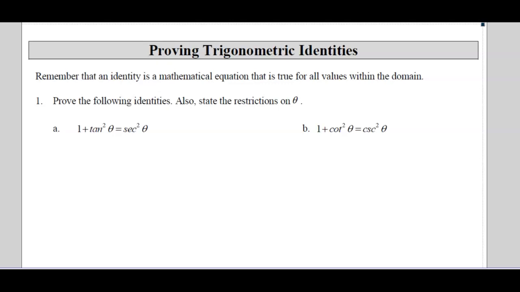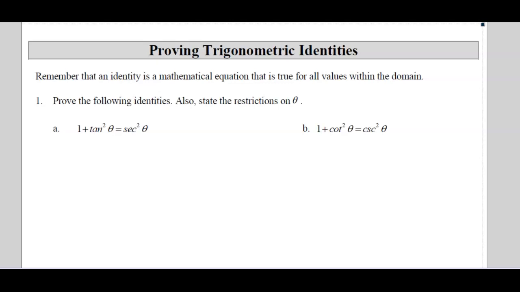Okay, so if you're looking at the note sheet proving trig identities, just as a reminder, an identity is a mathematical equation that is true for all values within the domain. So that really means we have to maybe find any restrictions with that. First question here, it says prove the following identities. Those are identities on your formula sheet.